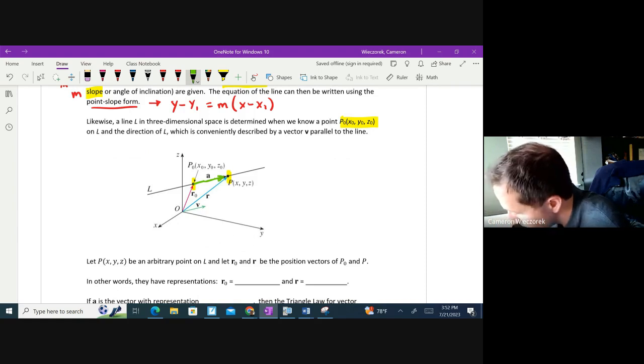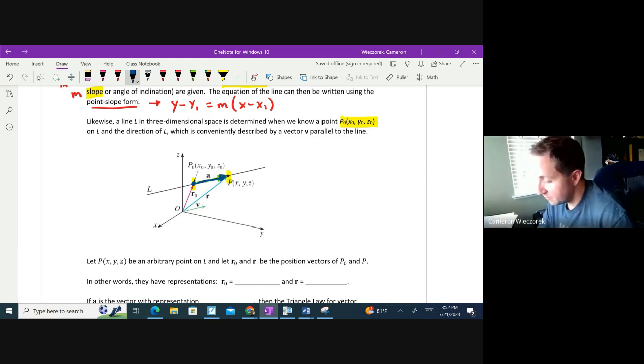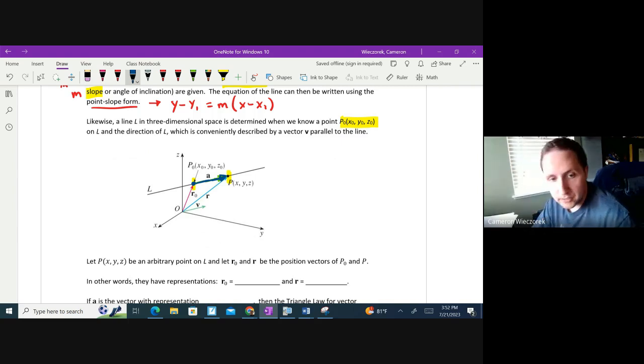Actually, I'm going to pick a darker color. Let's do blue. I want to get from P naught, and I want to move in the direction of P. Okay, so we'll call that vector A. As long as we have a direction vector and a point on the line, we can write the vector equation of the line, and we can write the parametric equations of the line.